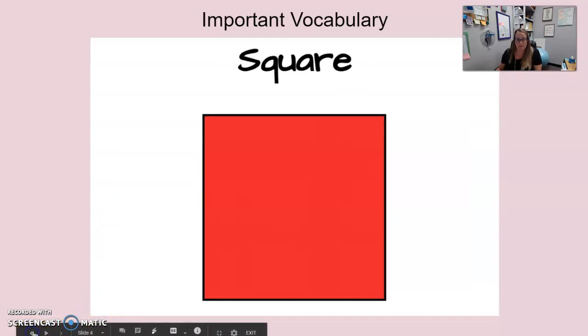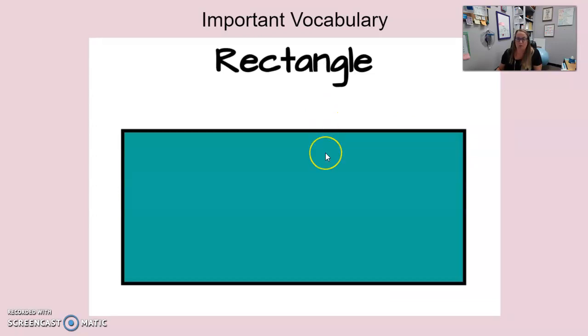But that's also why a square can be called a rectangle, because the top and the bottom are the same size, and this side and this side are the same size. But a square has to have all of the same size sides. It's kind of hard to say. So a square is a special kind of rectangle. And that's going to be really important for us to know today.